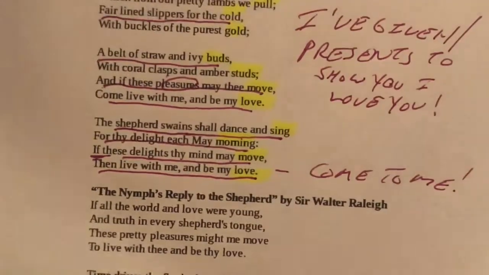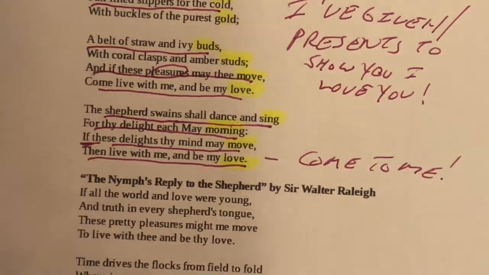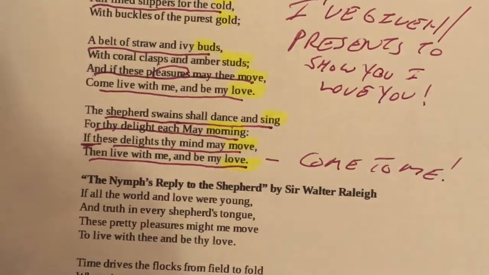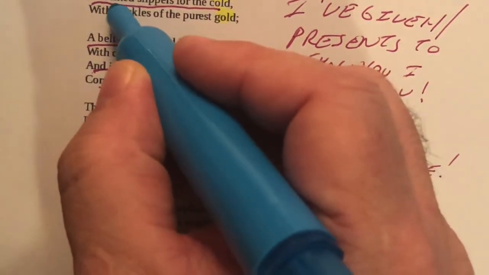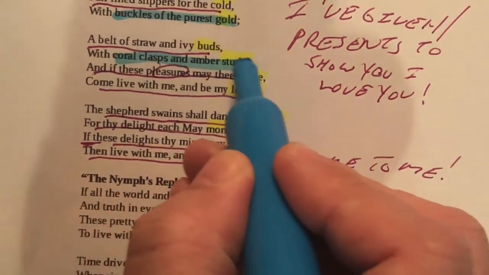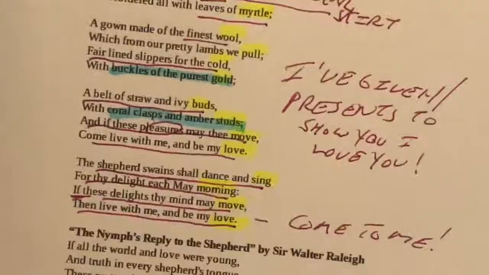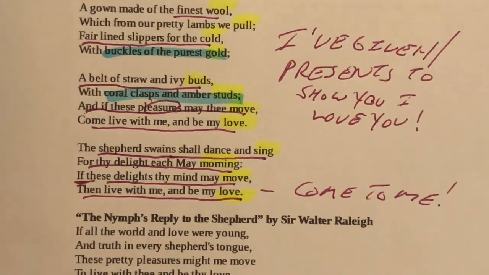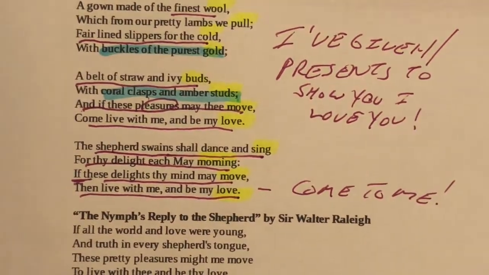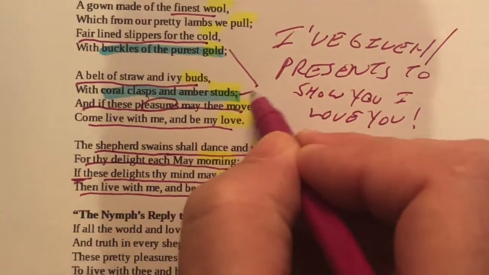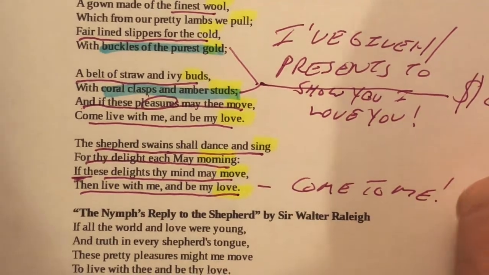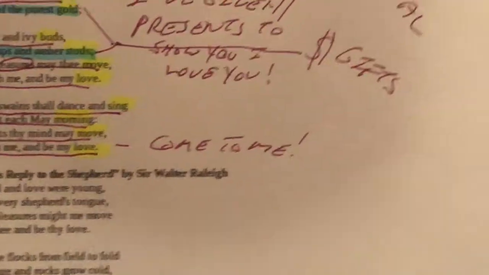The only thing that kind of sounds untrue or a little bit far-fetched, during the Renaissance, this shepherd wants to get her buckles of the purest gold, okay? Coral clasps, amber studs. You all know from the Jurassic Park movies what amber is. It's fossilized tree sap. Coral, although England's an island, would be very hard to get in the Renaissance. So these things here, these are like monetary gifts. Monetary gifts. Okay, I'll put that off to the side.